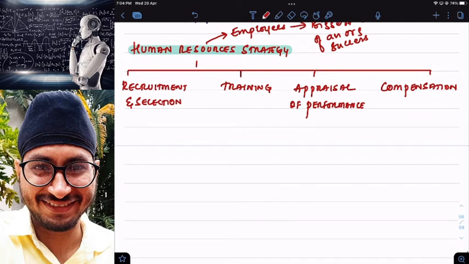Sir, what do we mean by recruitment and selection? Means hiring the people through interview.